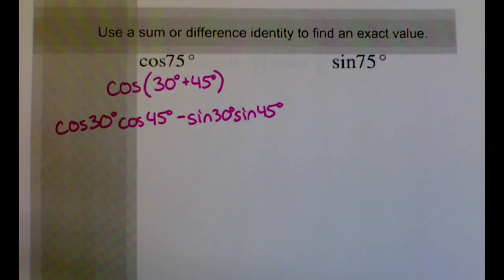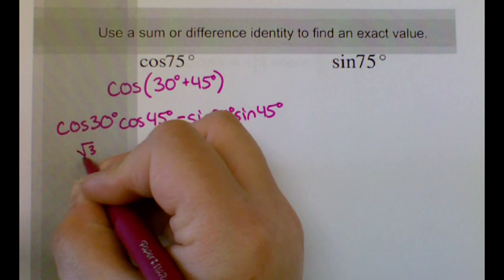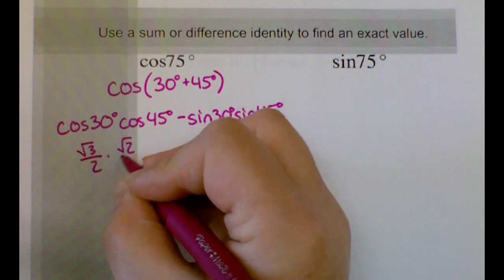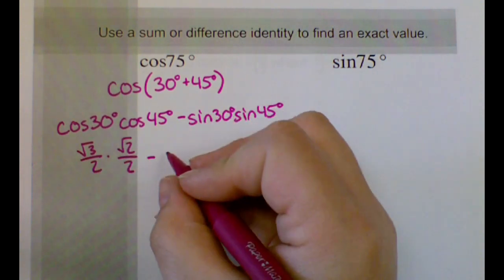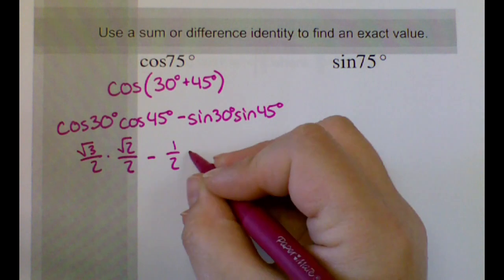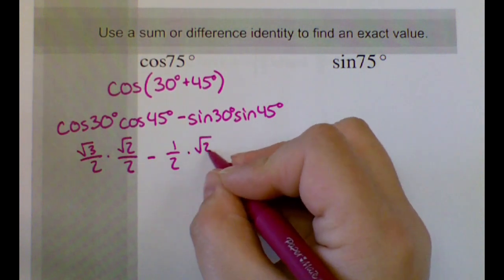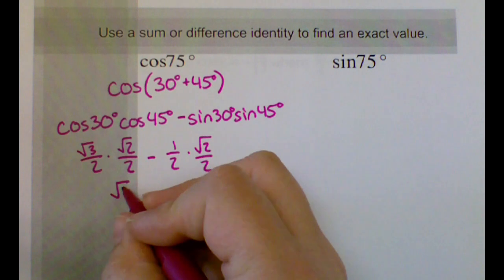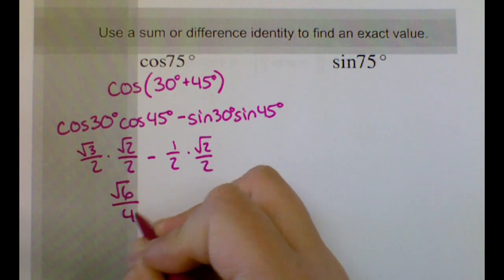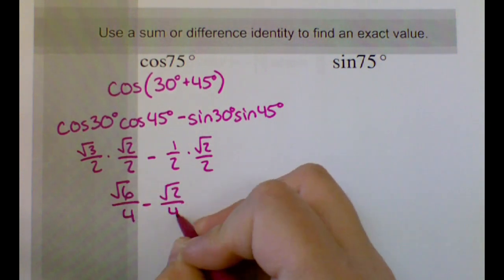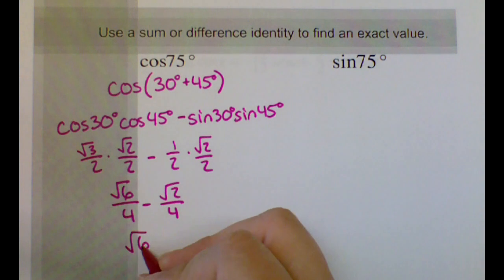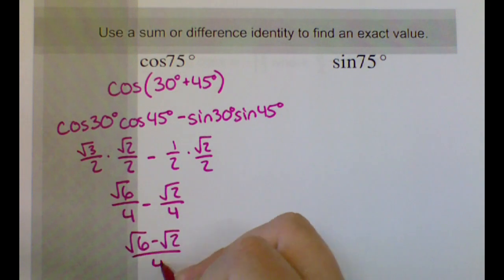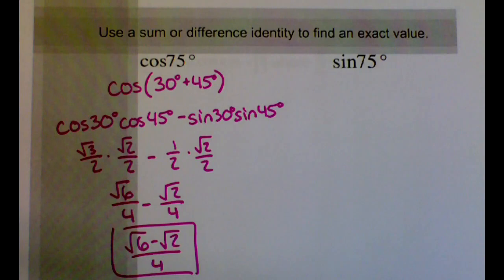The cosine of 30 degrees is square root 3 over 2. Cosine of 45 is square root 2 over 2. Sine of 30 degrees is 1/2. Sine of 45 is square root 2 over 2. And combine just like we were doing, square root of 6 over 4 minus square root of 2 over 4. Our answer is square root of 6 minus square root of 2 over 4.